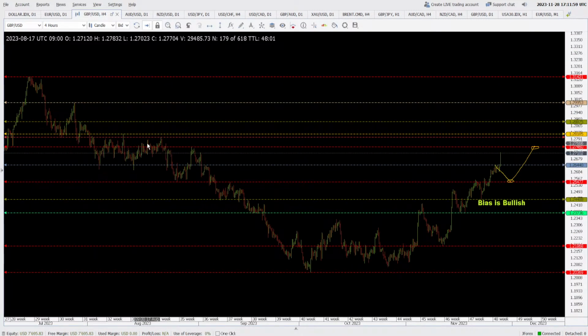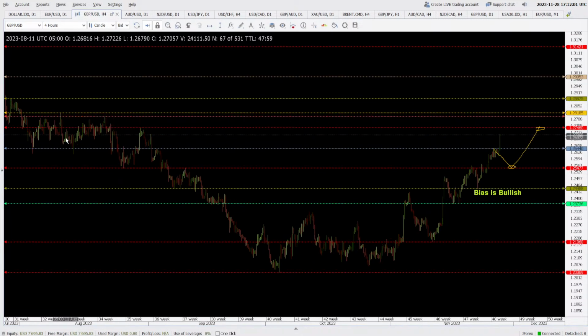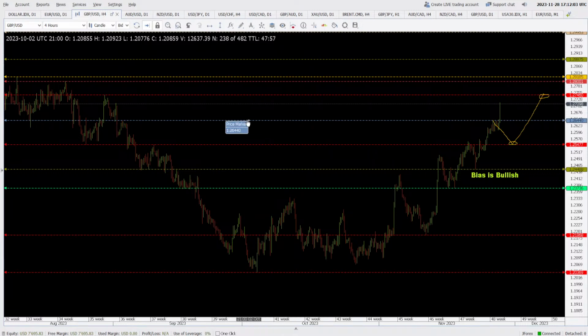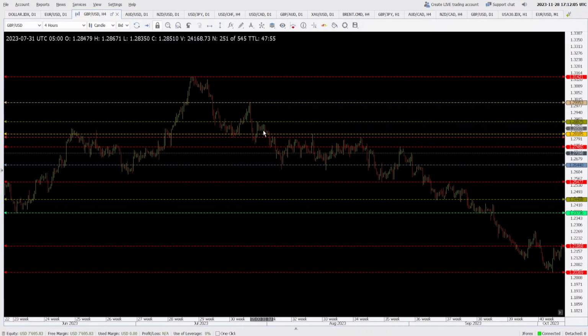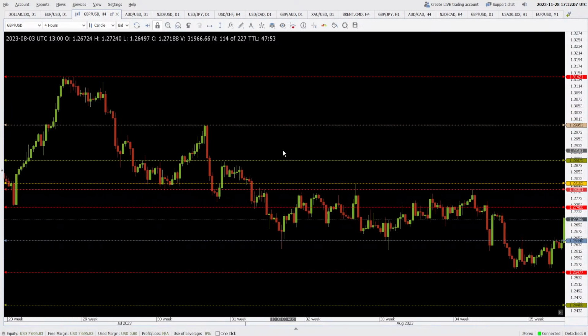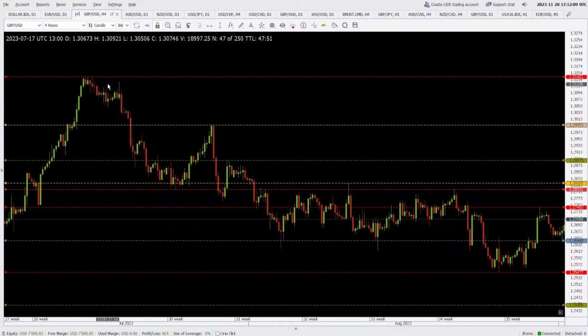Yes, 1.2887. Okay, 2887. Okay, here you see 1.3142. The price was going down, down, down, down, down. Then it went higher. It made, of course, a lower high, and then it made a lower low. Then it made a lower high, and then it made a lower low.